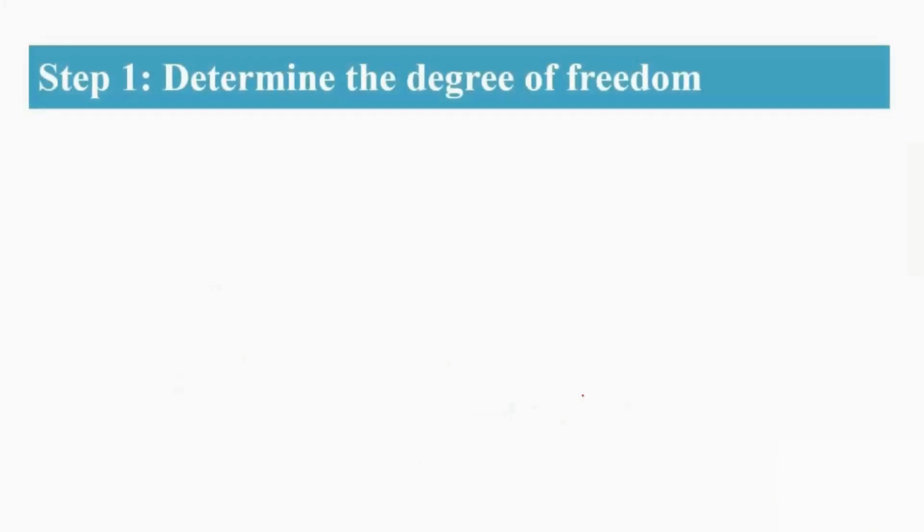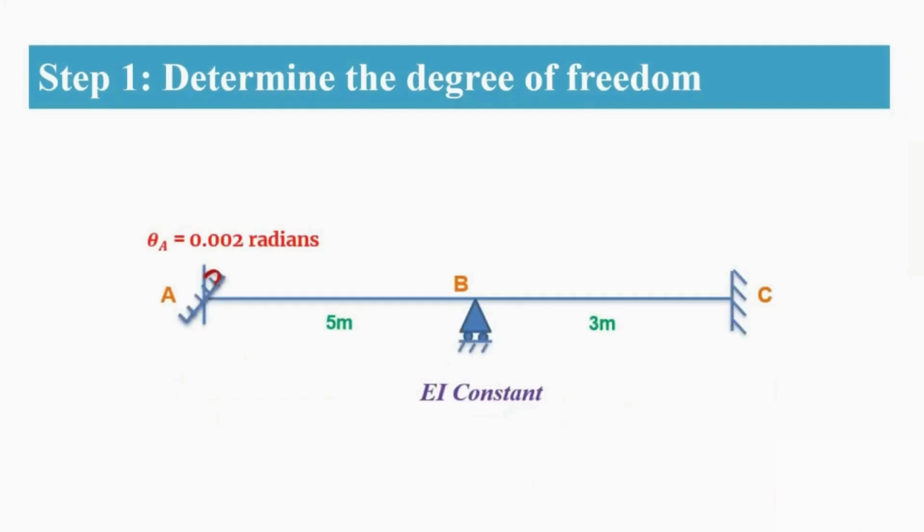Coming to your first step, you're going to determine the degrees of freedom. For this problem, A is a fixed support that has just been rotated, so there is rotation, but the translation will be equal to 0. At B support, you have a rotation but no translation. At C support, both rotation and translation are equal to 0. Now delta A is equal to 0, but theta A is 0.002 radian.